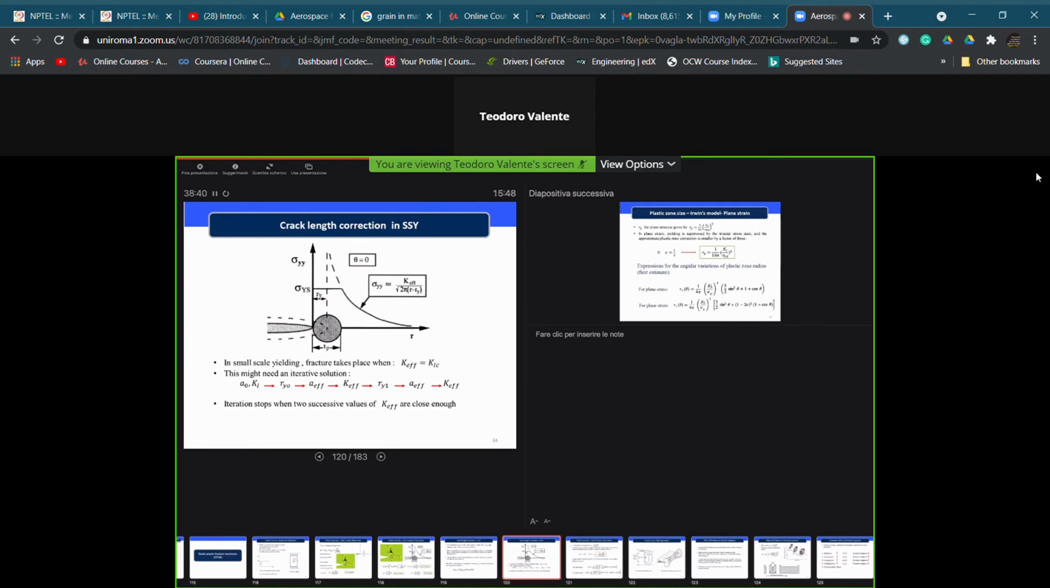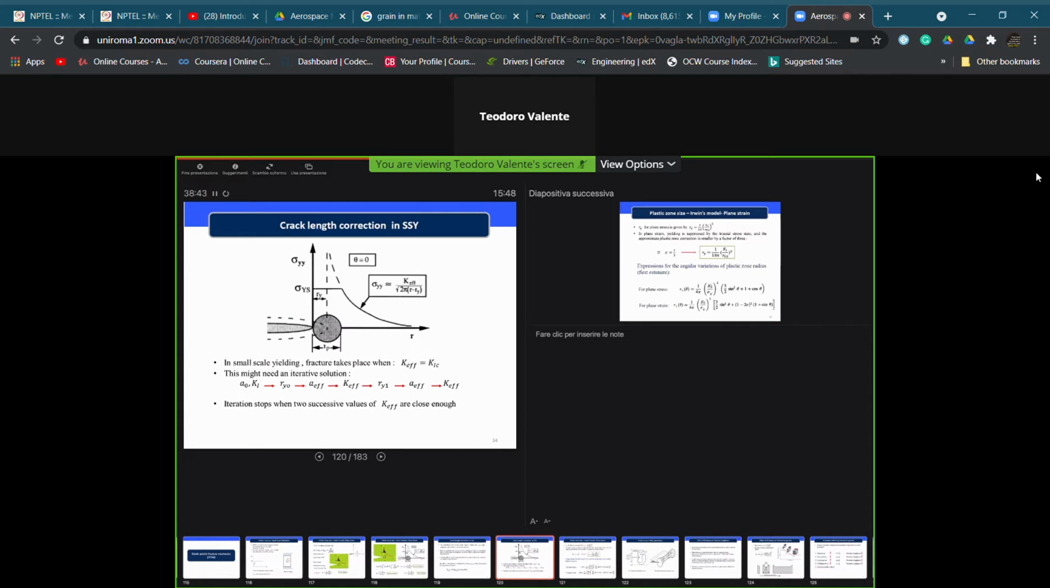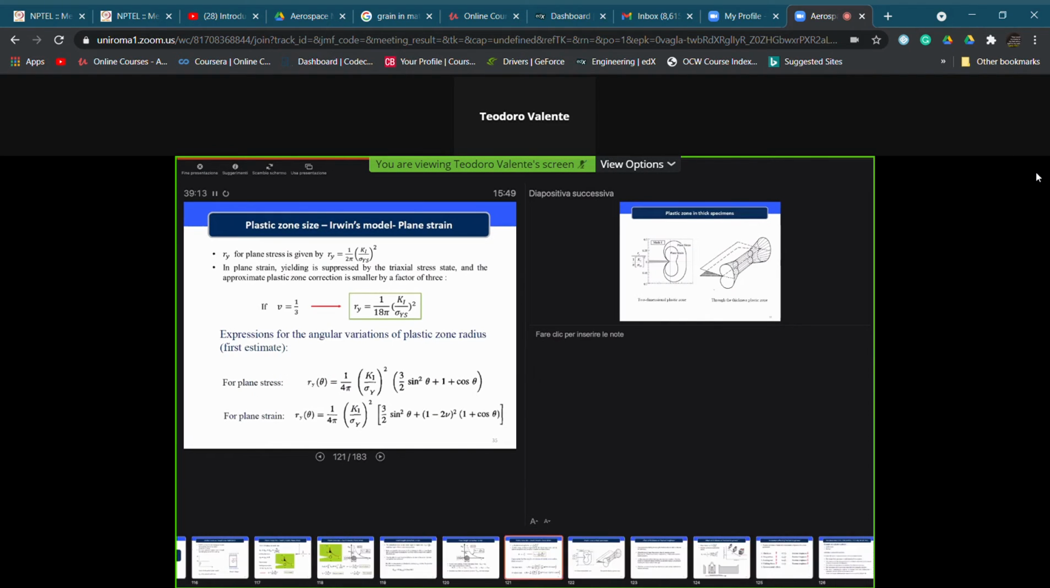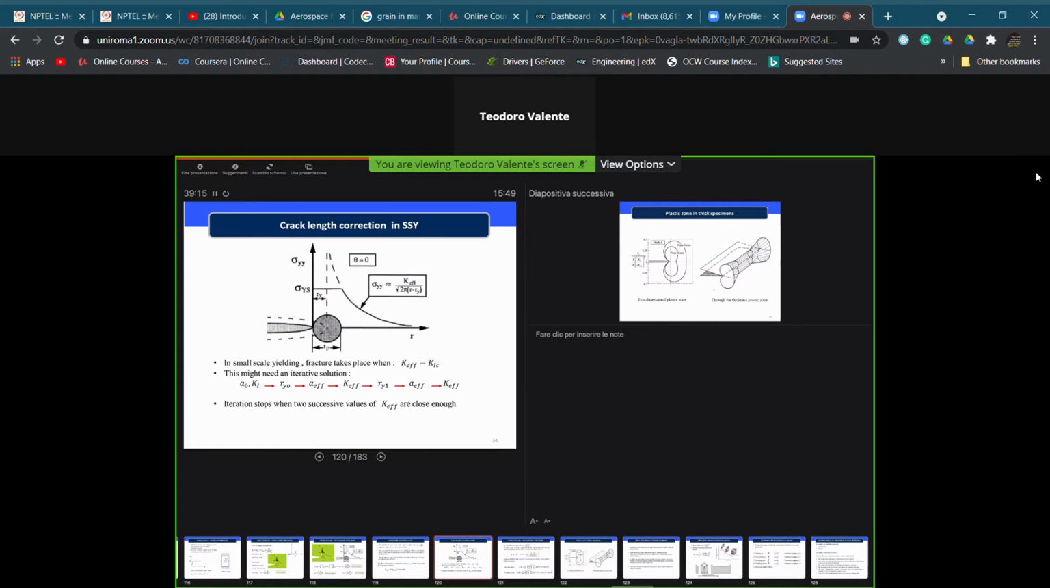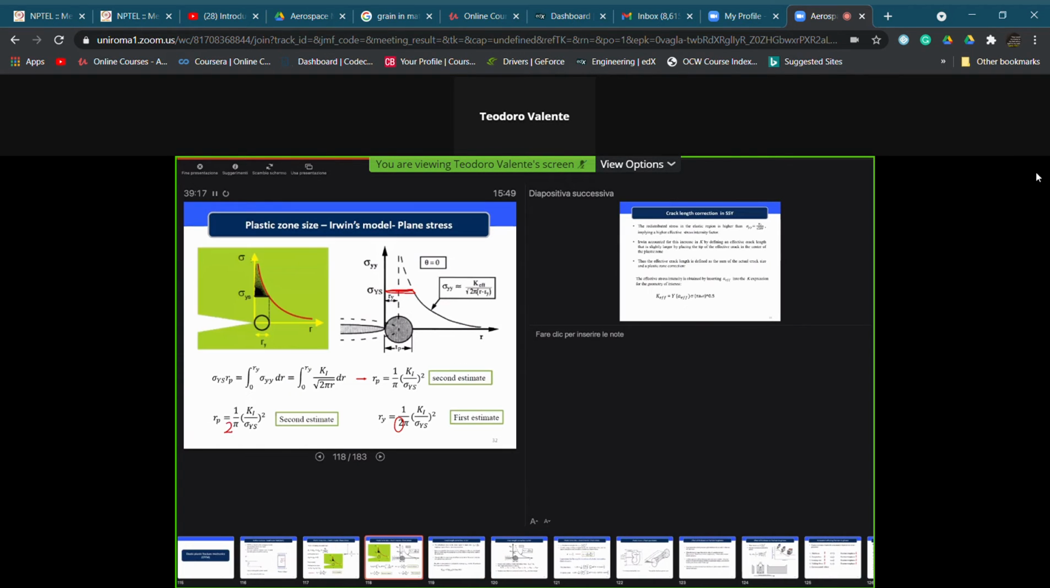Having said that, we can sometimes need to proceed in an iterative way to solve our problem, because the value of the geometry factor depends on the effective length of the crack we have inside the material. But no problem, the equations are so simple that this can be done without any difficulties. This approach is for plane stress.